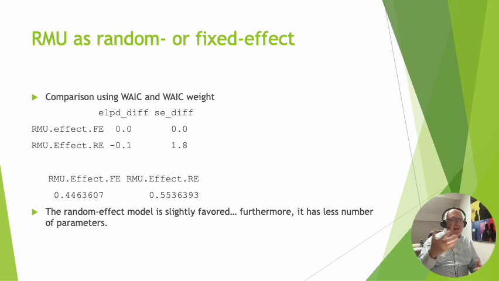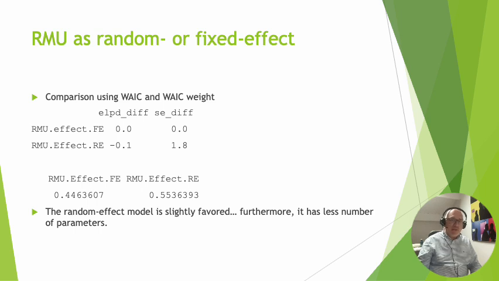It just has a smaller number of parameters, 6 versus 9, and in the concept of optimization, we prefer a model with fewer parameters when the models are similar. So we could prefer random effect for RMU, but honestly, we cannot conclude.